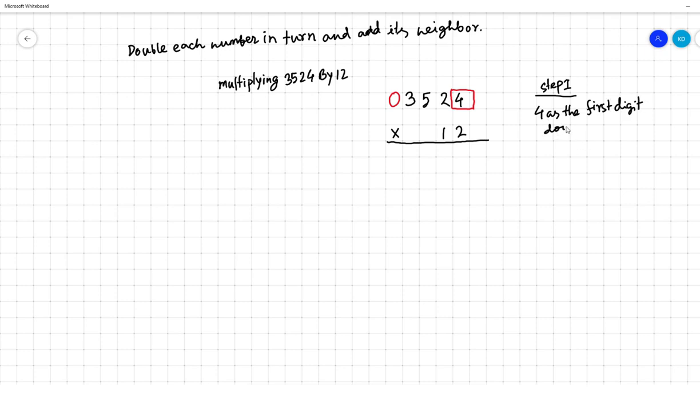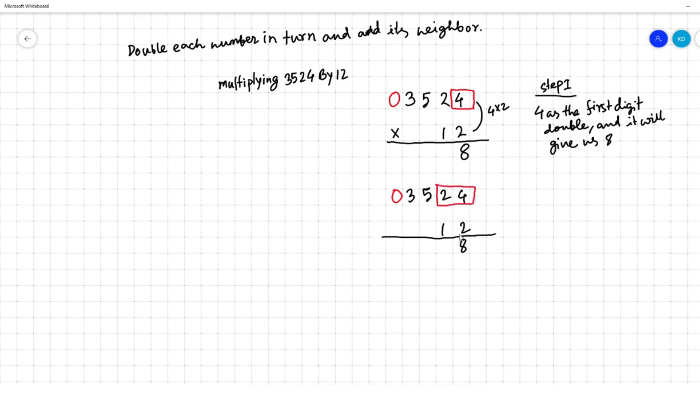4 as the first digit. Okay, so double this digit. This is our first duty, doubling up. So double and add neighbor. This is the basic concept: double and add neighbor. This is the first, in the unit place digit, so we have nothing as neighbor, so we have to double, and here this is a neighbor and the unit digit also.